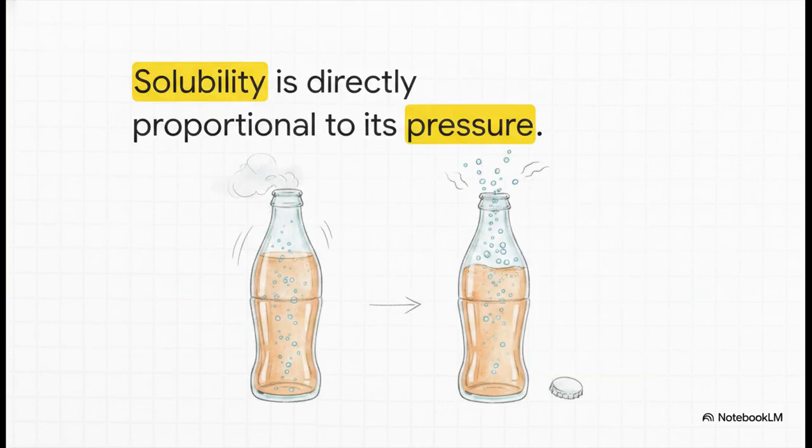So what about gases dissolving in liquids? That brings us right to Henry's law. It states a very simple rule. Gas solubility in a liquid is directly proportional to its partial pressure.